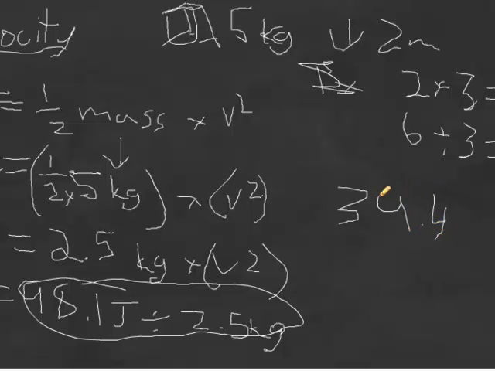39.4. That's a 4. That's a 9. Sorry, that's a 9. That's a 4. I'm very sorry. So yeah, so far we have velocity squared equals 39.4, but that's not it, because that's velocity squared.